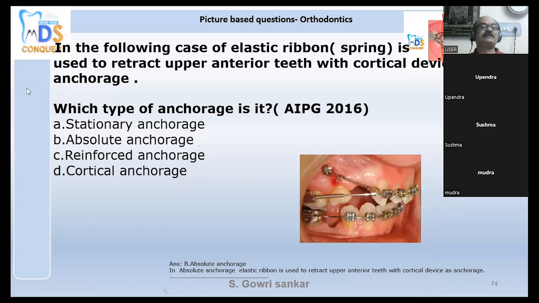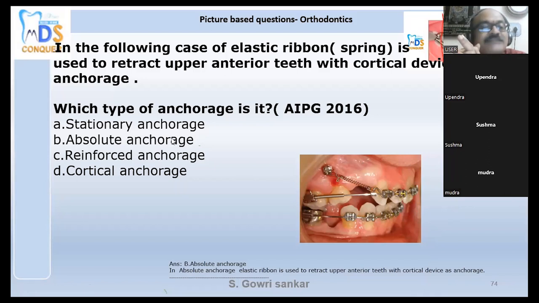What type of anchorage is it? So it is a very direct question. And yes, that's why I put the question. So actually the question is wrong.